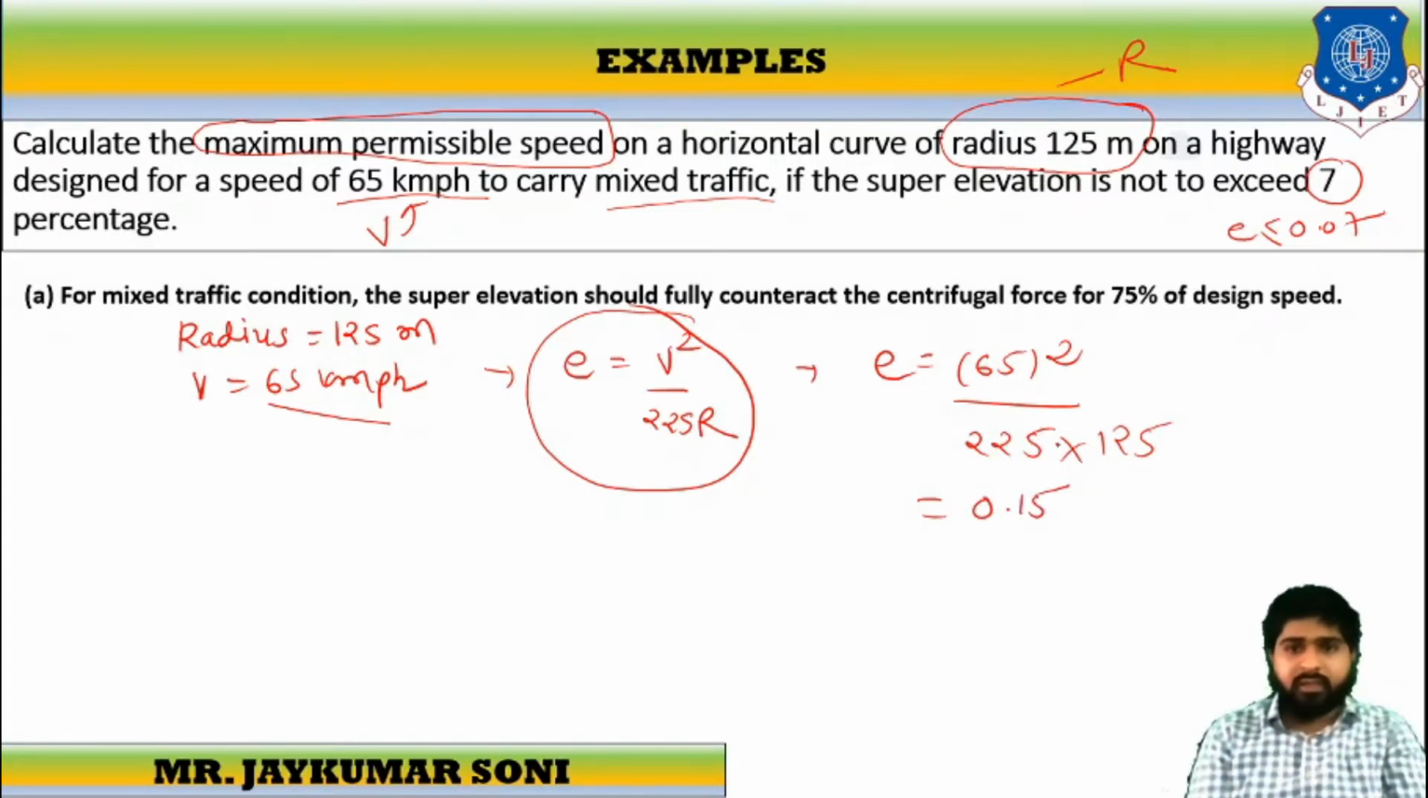Now we know that the super elevation value should not exceed 0.07. And 0.15 is more than this, so this value of E is not permitted.